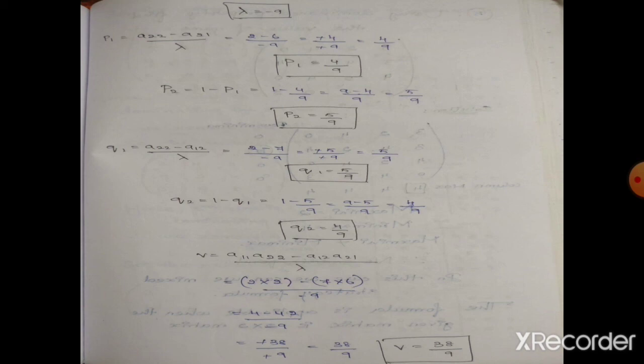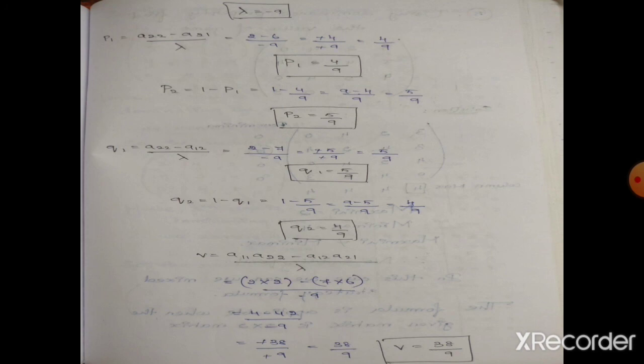Finally, we have to come with the value of the game. Value of the game is equal to A11 A22 minus A12 A21 divided by lambda. So 2 into 2 minus of 7 into 6 divided by minus 9. So 4 minus 42 divided by minus 9. So 38 by 9 is your value of the game.